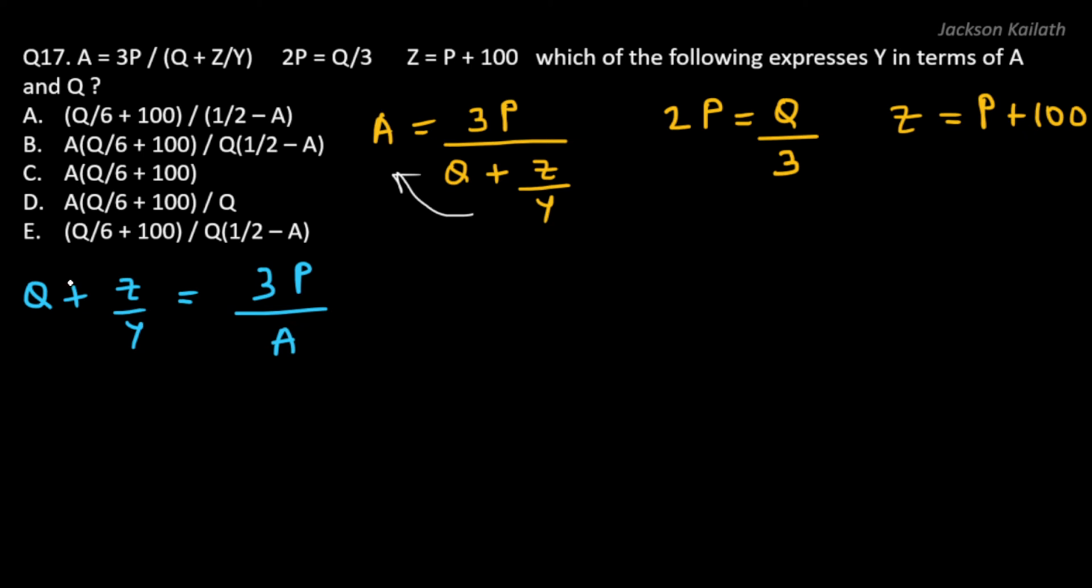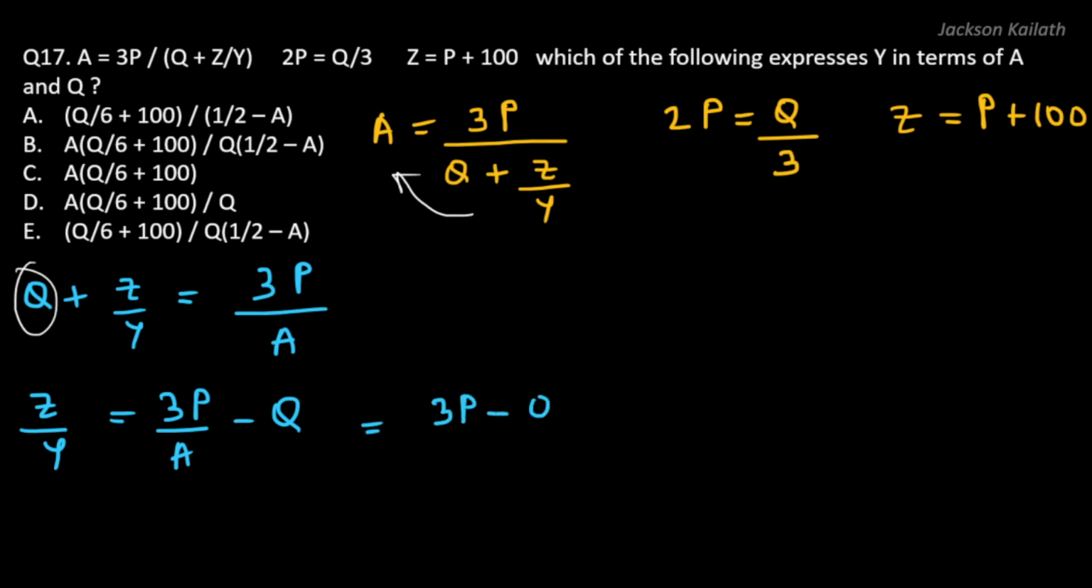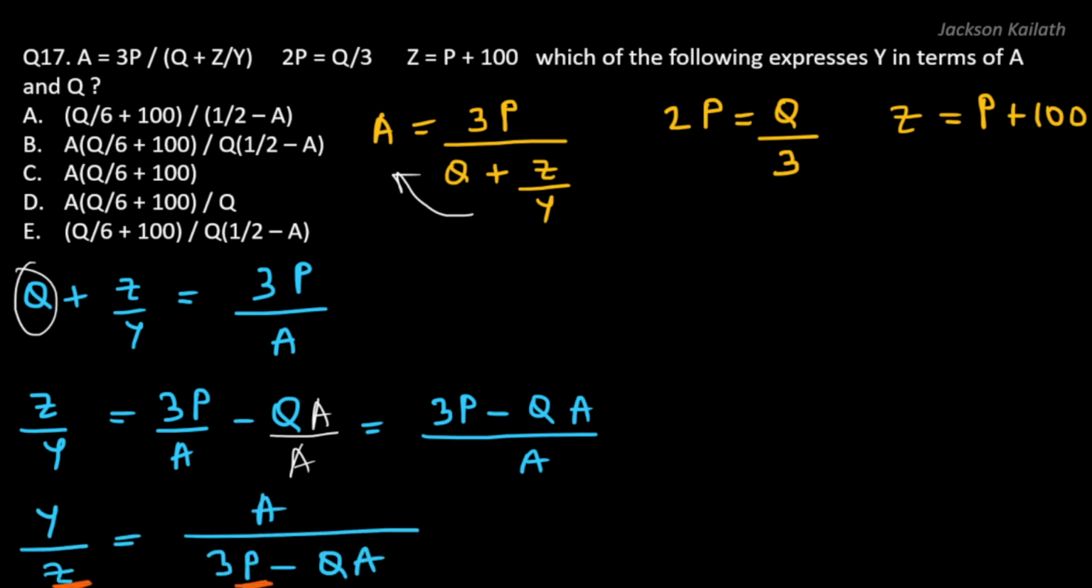All right. Now let's take this q to the right hand side because I'm just trying to isolate y. So we have z by y is equal to 3p by a minus q. All right. And this can be simplified as (3p minus q into a) by a, right? So again, this q can be written as q into a by a. And then we have the same denominator. So we have a over here, and in the numerator we have 3p minus qa. Now let's take the inverse of this. We get y by z would be a by (3p minus qa).